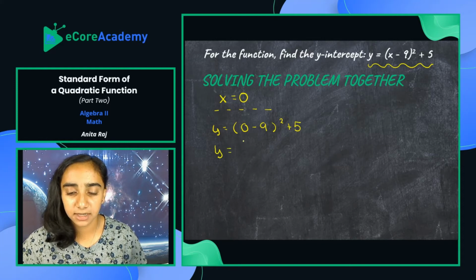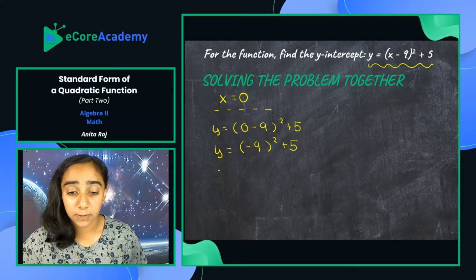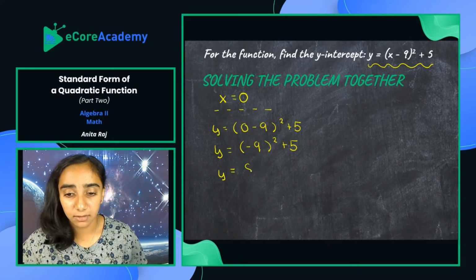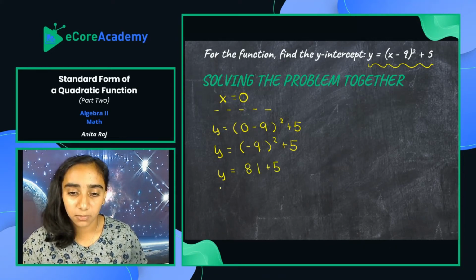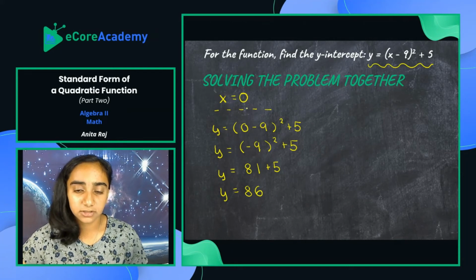So 0 minus 9 is negative 9, and then we're squaring that, plus 5, and then we're going to be squaring the quantity negative 9. Negative 9 times negative 9 is 81. Then you want to add that to 5. And then you see that y is equal to 86. So these are your two coordinates, your x-coordinate and your y-coordinate.